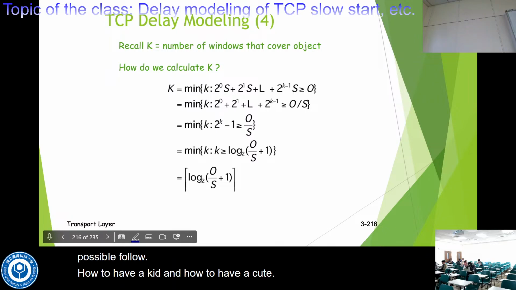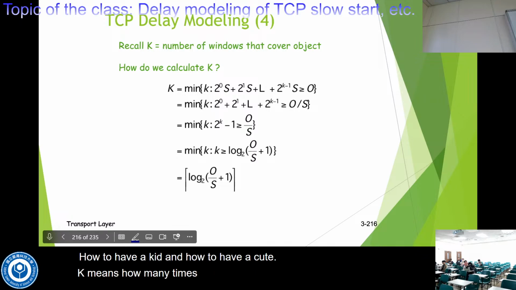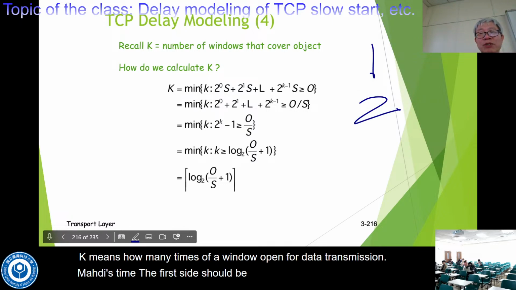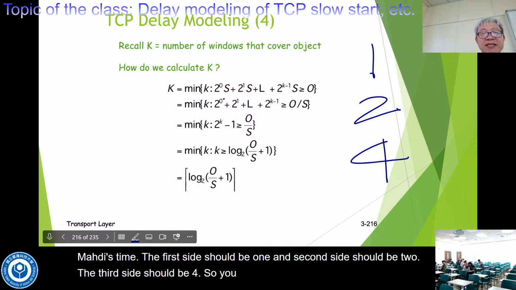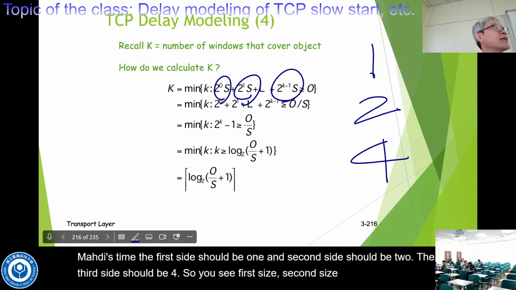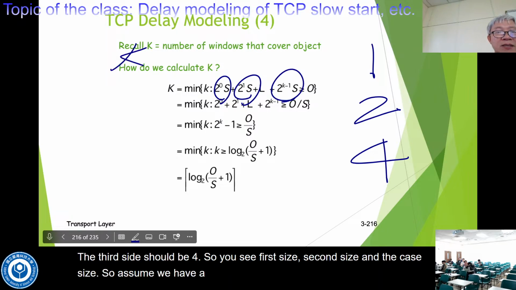K means how many times the window opens for data transmission. By this time, the first size should be 1, the second size should be 2, and the third size should be 4. So you see, the first size, the second size, and the k-th size. So assume we have a small k.